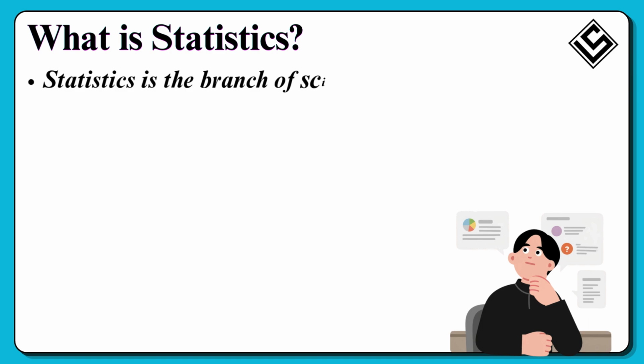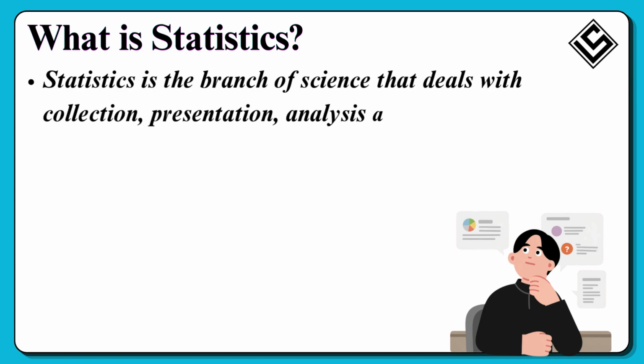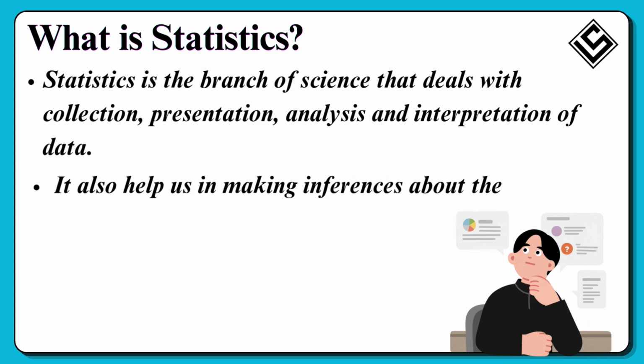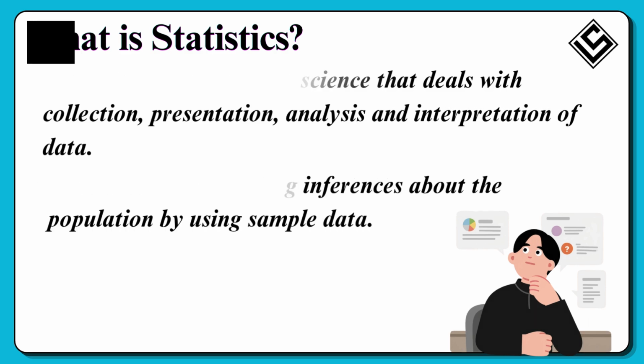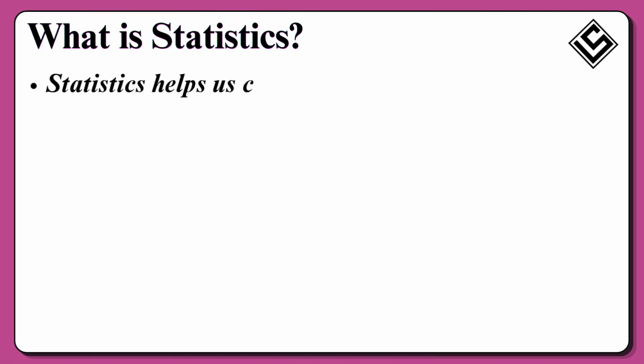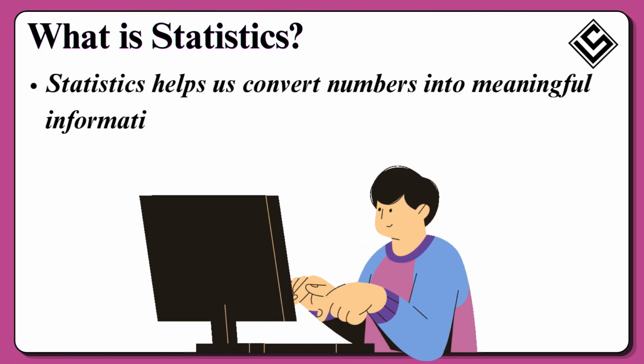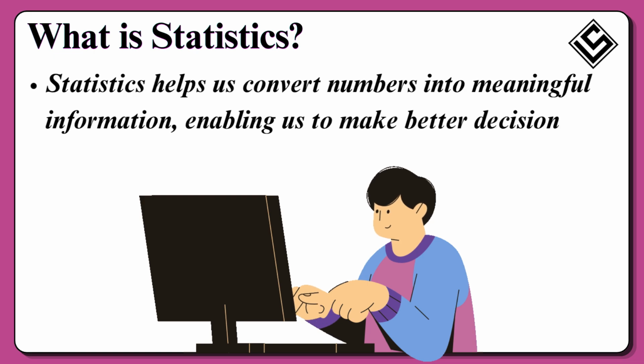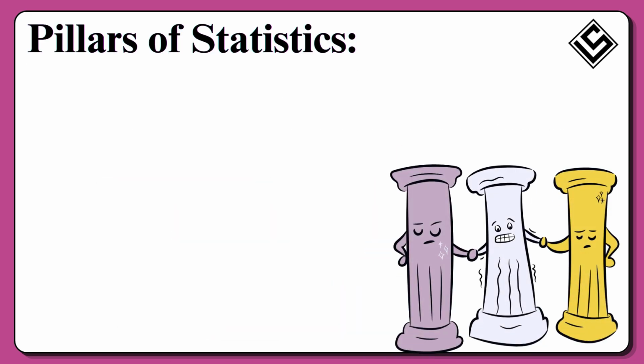Statistics is the branch of science that deals with the collection, presentation, analysis, and interpretation of data. It also helps us make inferences about a population by using sample data. In simple words, statistics helps us convert raw numbers into meaningful information, enabling us to make better decisions. Now, let's understand the four pillars of statistics.